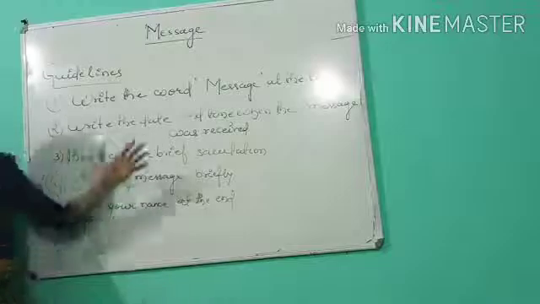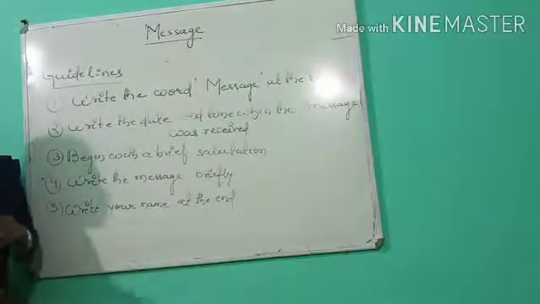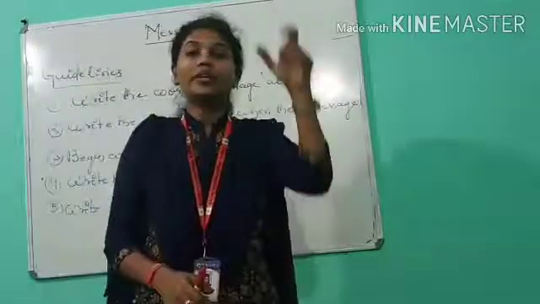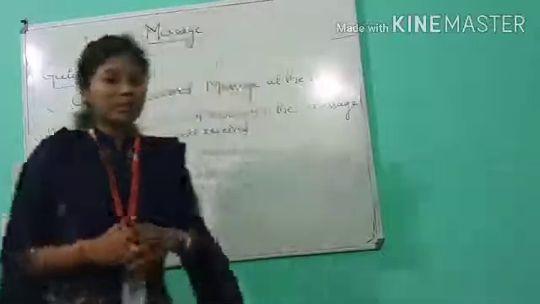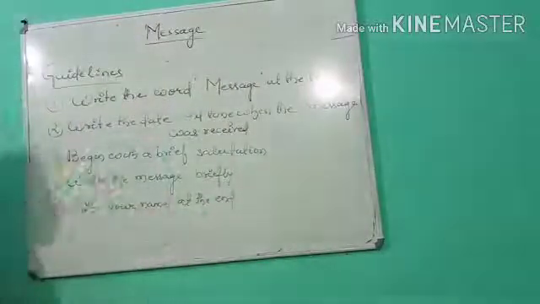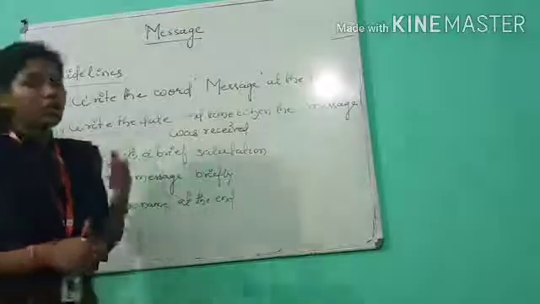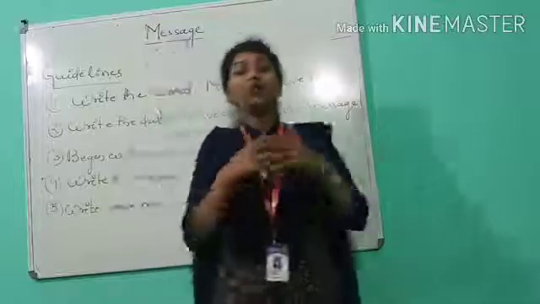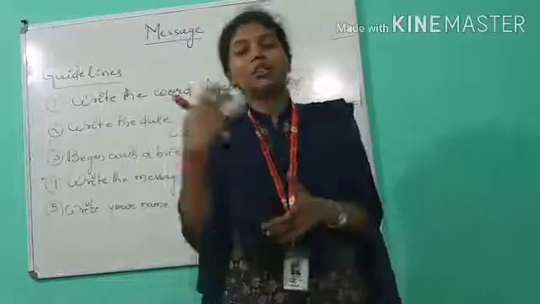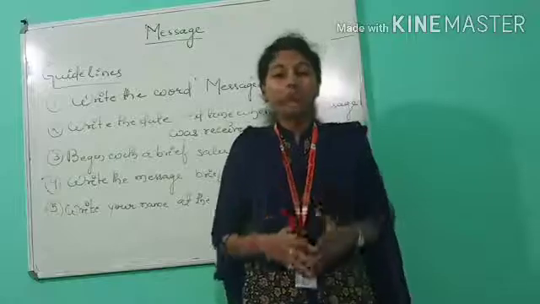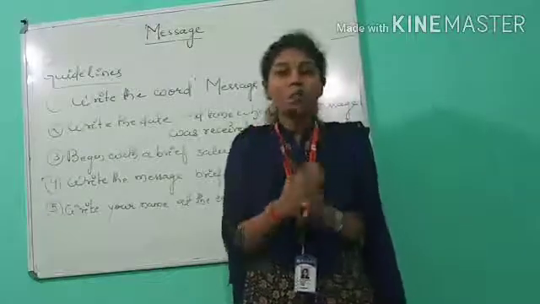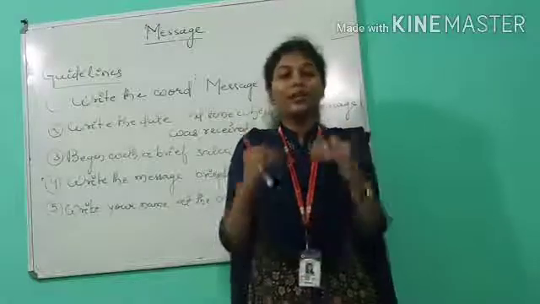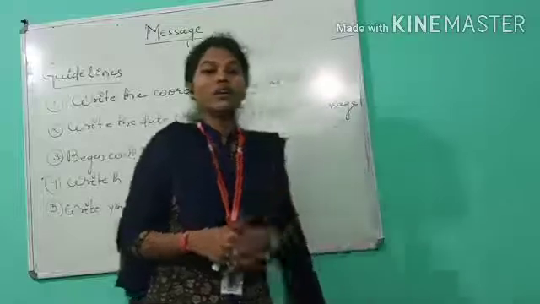My dear student, just try to look here. The first one is: write the word message at the top. If you are writing a message to someone, at the top you need to write the word message. The second point is: write the date and time when the message was received. It doesn't mean that without writing date and time, we simply write a message and send it to someone. No, it's a wrong way. So in order to write a good message, you need to mention at the top that it is a message, and at the second point you need to write the date and time.